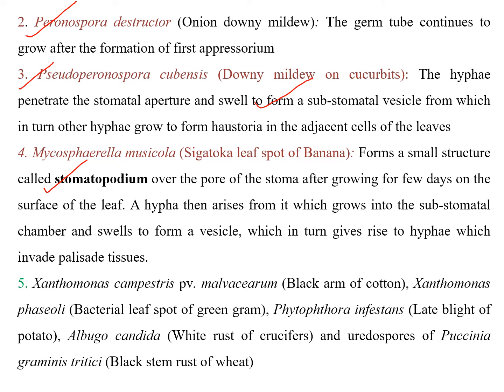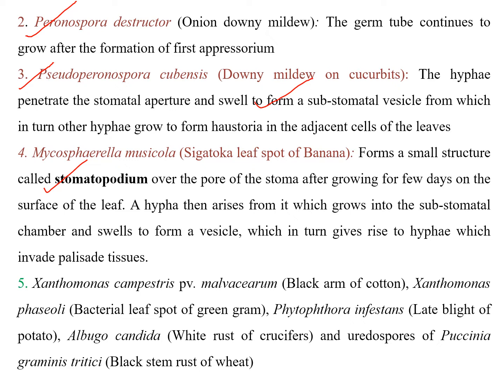Then after producing the appressorium, a hypha arises from it and grows into the substomatal chamber and swells to form a vesicle, which in turn gives rise to hyphae. That hypha penetrates into the palisade tissues.